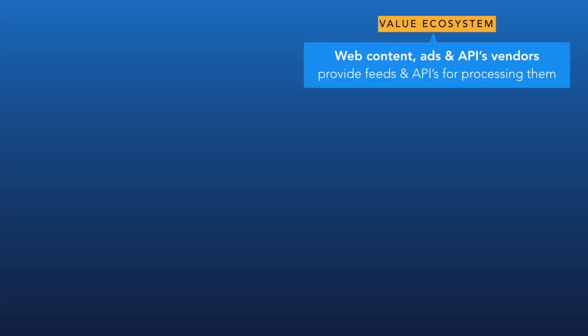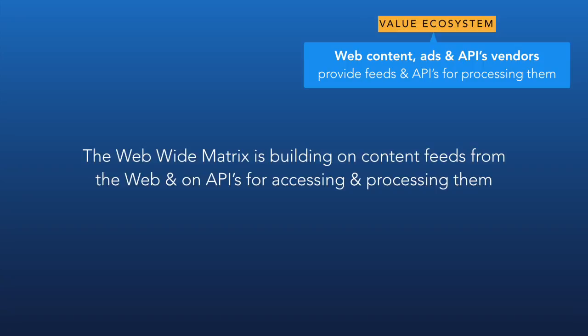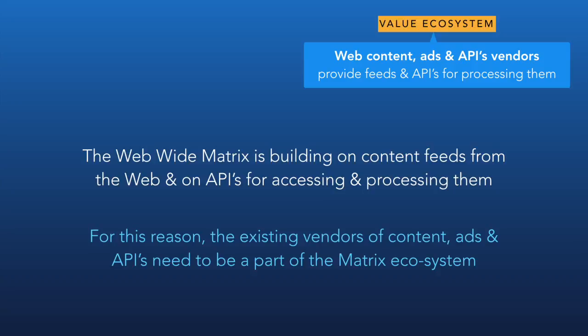Another piece of the ecosystem are the web content ads and API vendors. So the Web 8 matrix is building on the content feeds from the web and on the APIs for accessing and processing those content feeds. So for this reason, the vendors of these content feeds and ads and APIs need to be part of the ecosystem.